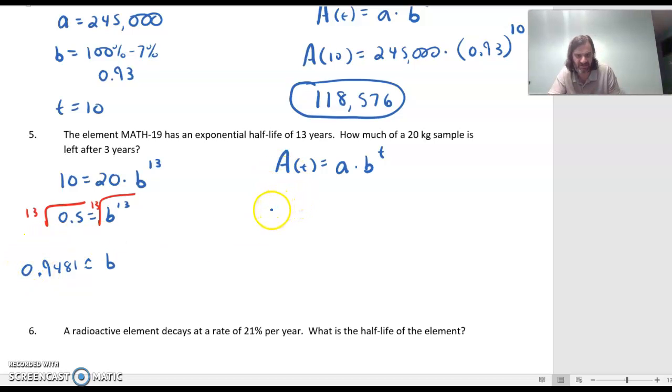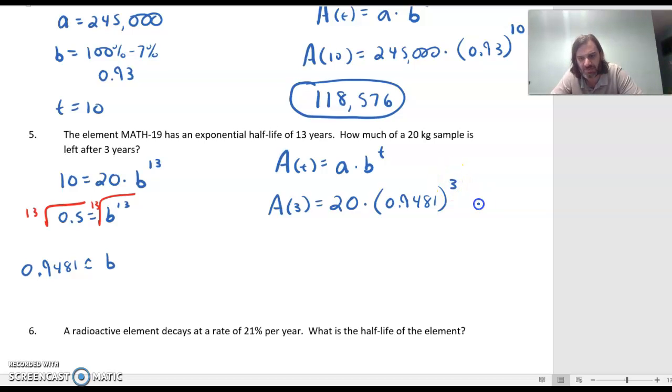So let's come over here. We're going to say that after 3 years, we started with 20 kilograms. Our rate was 0.9481. That's a rate less than 1 because it's decreasing. And the time that we're putting in here is 3. So 20 times 0.9481 raised to the 3.